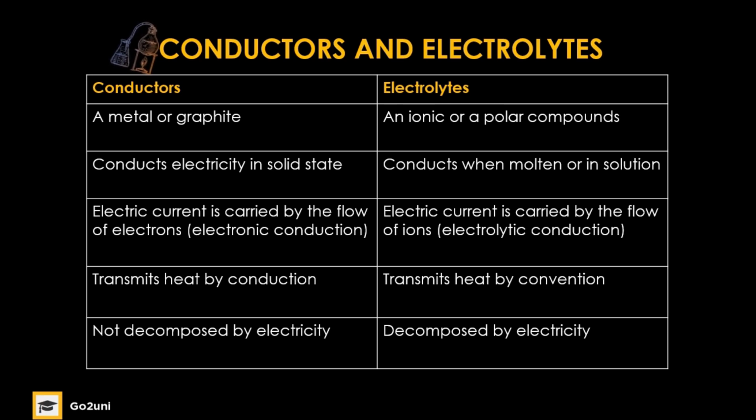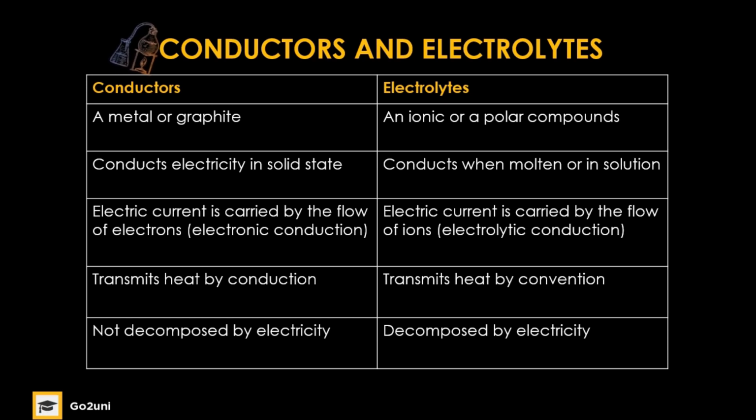But in the case of electrolytes, heat energy is being transmitted in the form of convection. So conduction and convection are two different methods of conducting electricity through these substances. And lastly, in the case of this other type of conductors, when electricity passes through them, they don't get decomposed. Like we said earlier, these metallic objects don't show any chemical change per se.